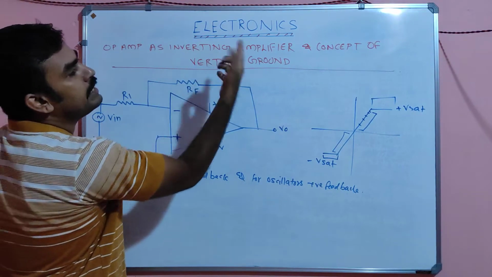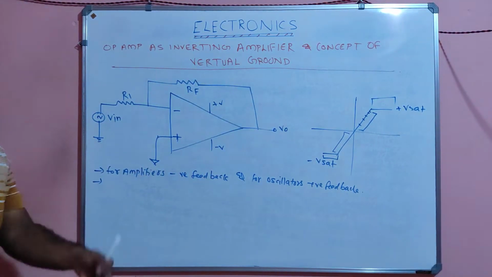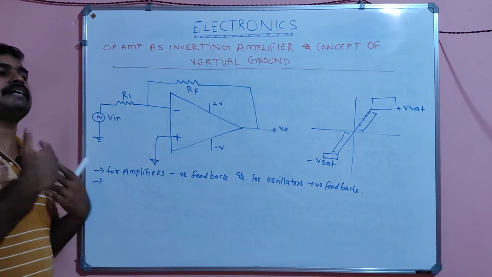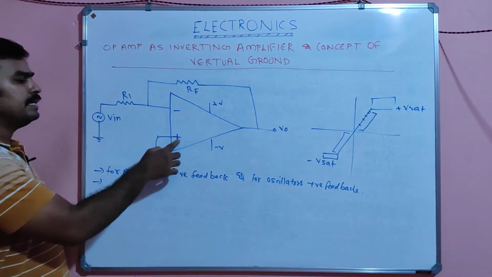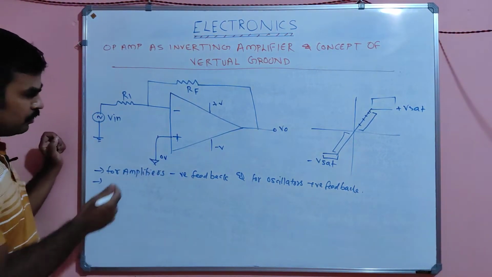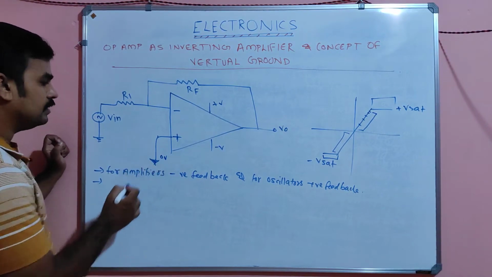Now we are connecting a feedback resistor RF. Because it is an inverting amplifier, we give the feedback to the negative terminal, as well as giving the input to the negative terminal, making the non-inverting terminal 0 volt. So this is nothing but 0 volt, or simply grounded. The symbol is nothing but grounded.